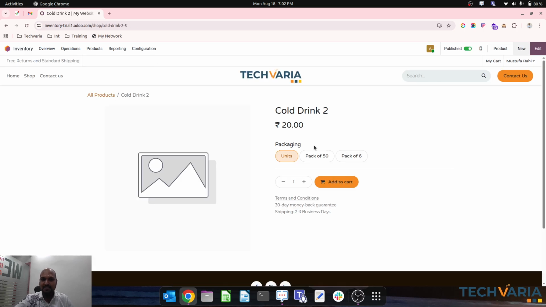If I go to the website, one single unit will be like this. If I say pack of 50, it will directly multiply by my packaging price from the backend, which is a great feature. And pack of 6 will again be multiplied by 16 from my backend. Isn't it great to achieve such flexibility in selecting packaging for e-commerce as well as backend sales orders, and to define your own pricing? That is the number one benefit.